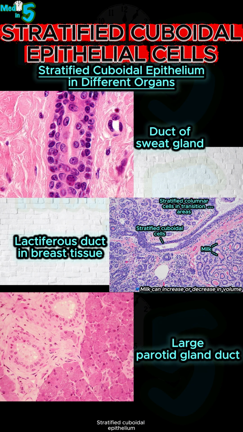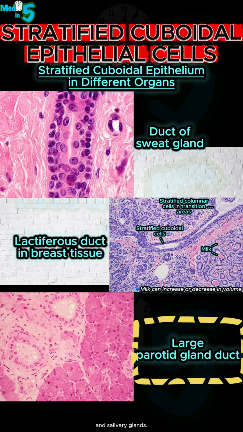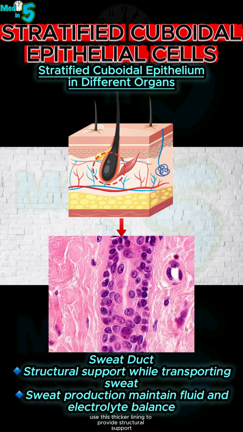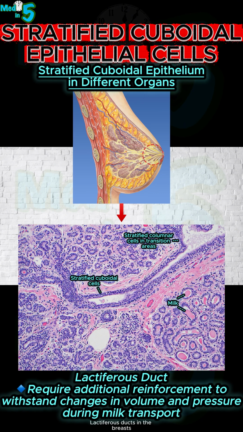Stratified cuboidal epithelium is commonly found in larger ducts in sweat glands, mammary glands, and salivary glands. Sweat gland ducts use this thicker lining to provide structural support while transporting sweat, the production of which helps maintain fluid and electrolyte balance. Lactiferous ducts in the breasts require additional reinforcement to withstand changes in volume and pressure during milk transport.